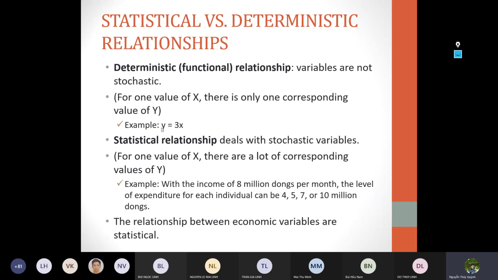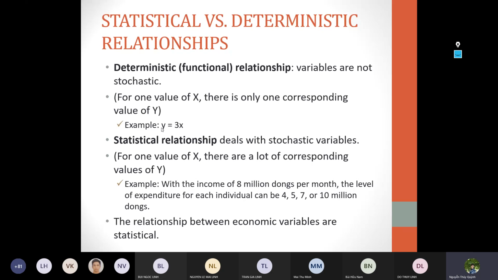Now, different from the deterministic relationship, we have the statistical relationship. A statistical relationship means that for one value of x, you have many corresponding values of the variable y. For example, with one price level, you will have different quantity demanded for different markets at different points in time, or something like that.